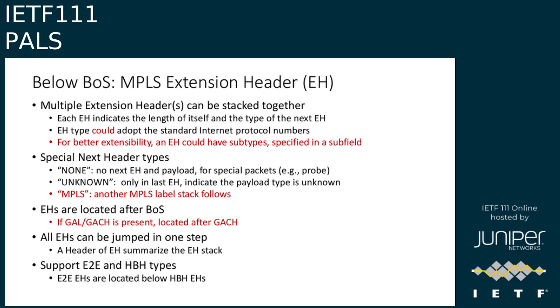And also, we need to support the case where the GAL and the ACH are present in the packet. If there is an ACH in the packet, then the extension headers will be located immediately after the ACH header field. And we allow all the extension headers to be jumped in just one step. That's why in the header of the extension header, we define the total length of the extension header. So if we want to access the original upper layer header, we can jump to that section immediately.